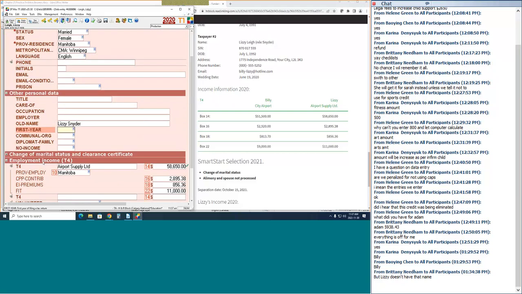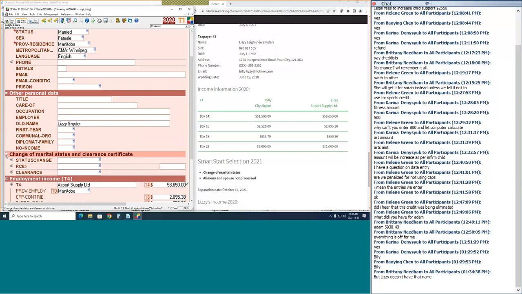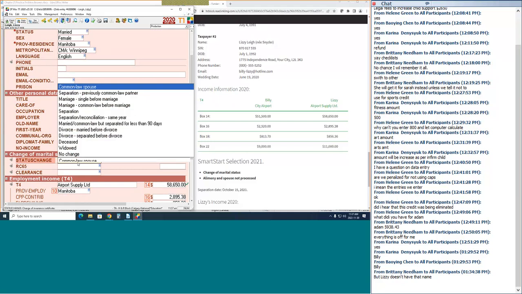The second thing we have to do, because the CRA is going to match and say they didn't have a spouse before, now they have a spouse, we need to tell the CRA that this fact of having a spouse is new. So for each of them, we're going to go to change of marital status. It's going to say, what is the change? And you're going to say, what has changed for them? Are they married now and they were single before, or are they married now and they were common law before? In this case, they were single before, so we're going to pick marriage, single before marriage.